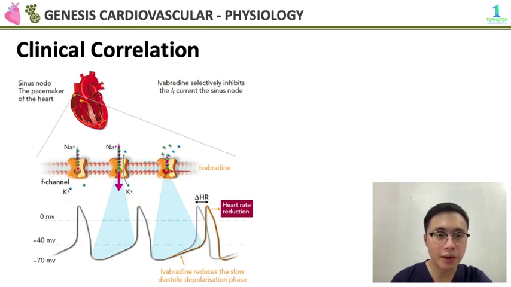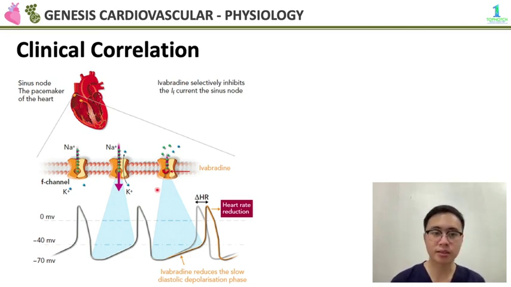It's sodium, di ba? So it's actually selectively inhibited by a drug which we call ivabradine. Okay, so ivabradine will target specifically the IF current. And where do you see it? You see it in the sinus node. Okay? So that's why ivabradine is a drug that we can use in order to decrease the heart rate. But there is a caveat here.